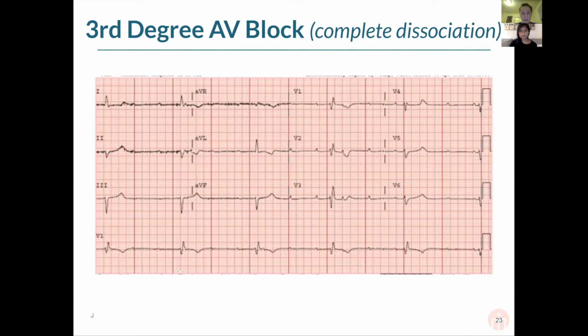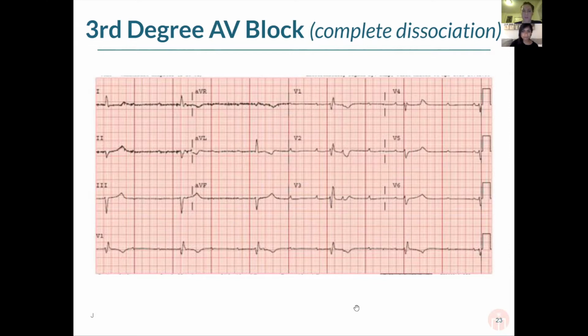But the big thing here is that if you count out all your P waves, they're going to be very constantly marching through. Sometimes they'll be buried in a QRS complex. Sometimes they'll be buried in a T wave, which we actually see over here, maybe a little blip where a P is buried in a T wave. And then the same thing, though, if we look at the QRSs, they're going to be marching out independently on their own very constantly. So this is a very classic example of 3rd degree heart block.